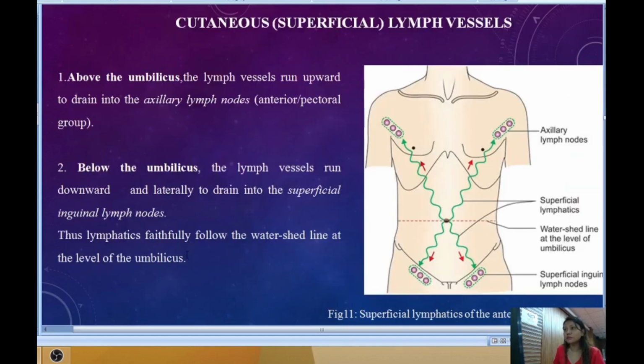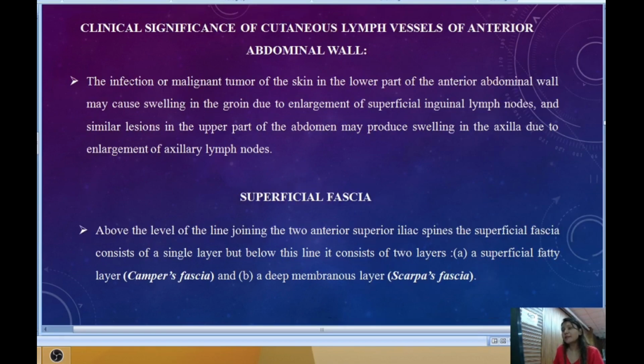Now we come to cutaneous lymph vessels. These are also important. Above the umbilicus, the lymph vessels run upwards to drain into the axillary lymph nodes, and below the umbilicus, the lymph vessels run downward to drain into the superficial inguinal lymph nodes. So follow the watershed line at the umbilicus. Okay, so why is it important?